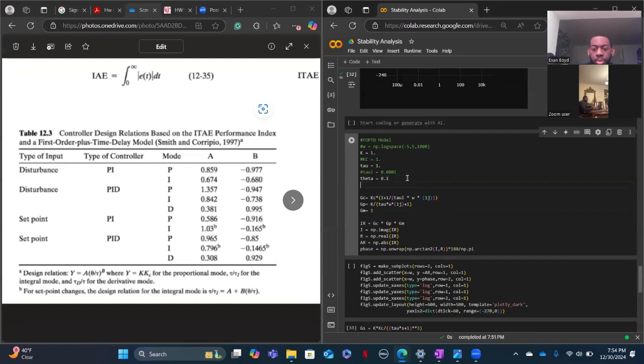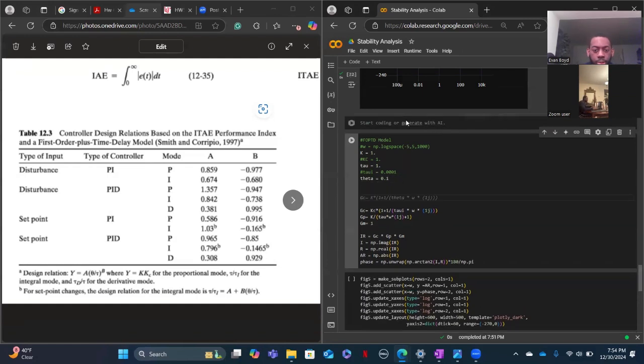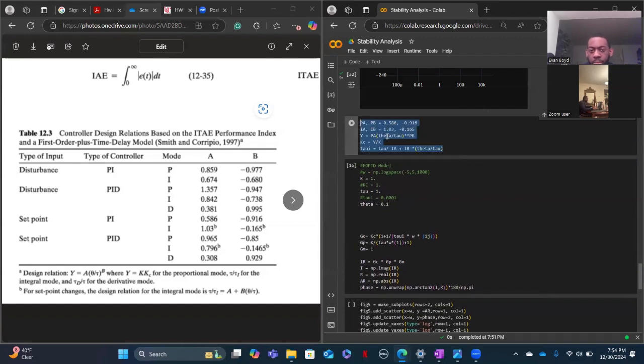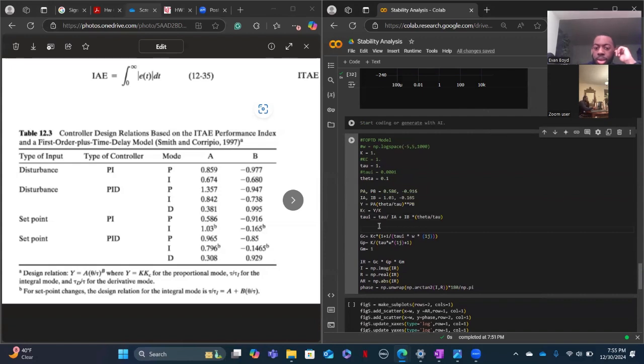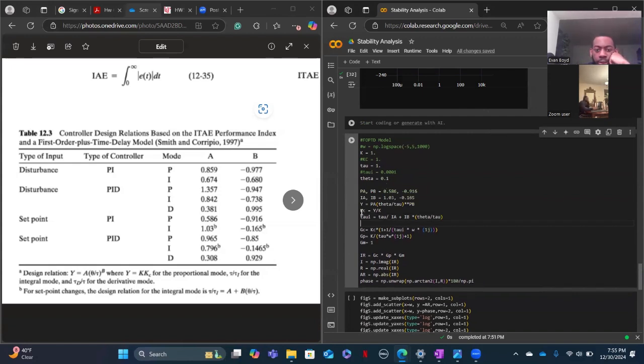So we can do it right below here. Oh no, I did it again. Actually, just copy and paste again. All right, there we go. Now we have this section here. So now we have our KC and our tau I to replace. Okay. And now we just have to change our DC, GP, and GM.